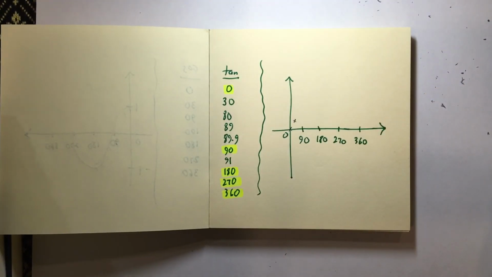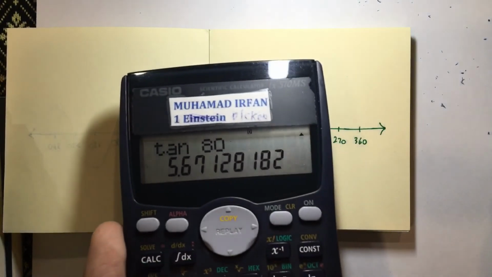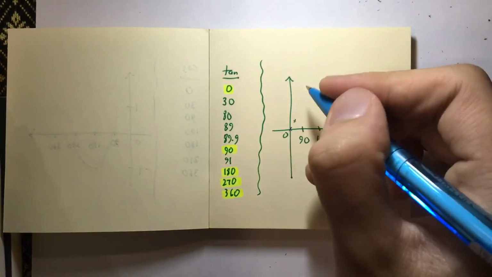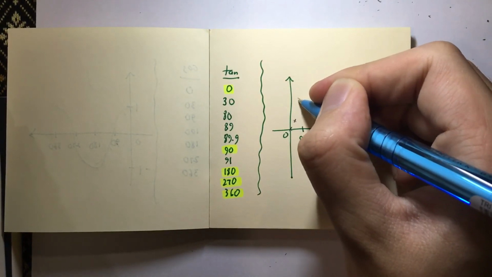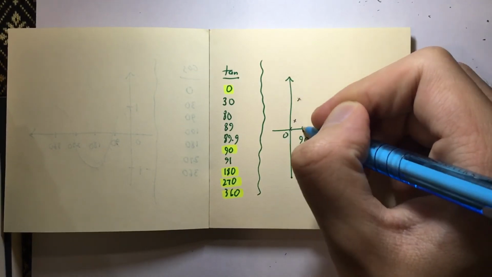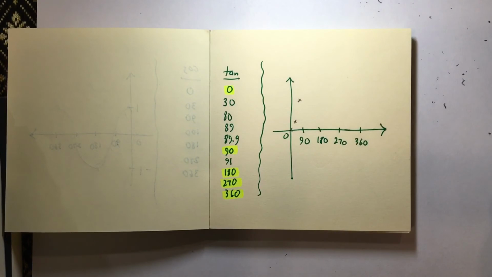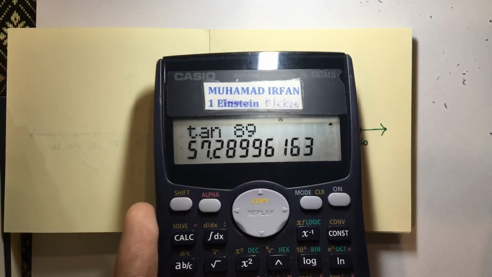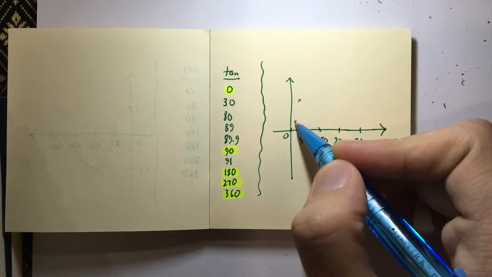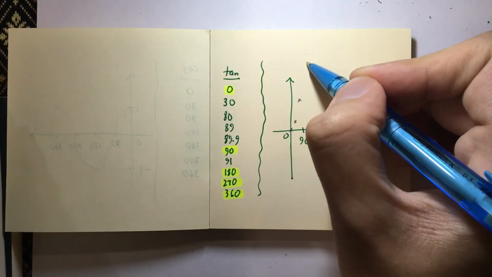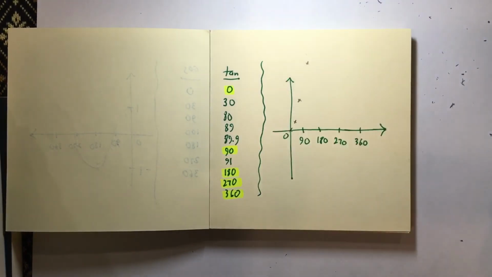But then let's skip up to tan 80. It's 5.67, and it's already here. This is 80, it's not even touching 90 yet. And then let's try 89. Tan 89, you get 57. It's increased from 0 to 0.5 to 5 to 57. Let's just say it's up here. It's actually a lot further.